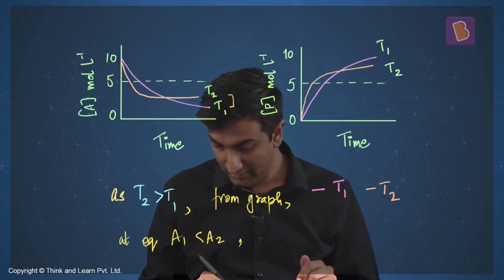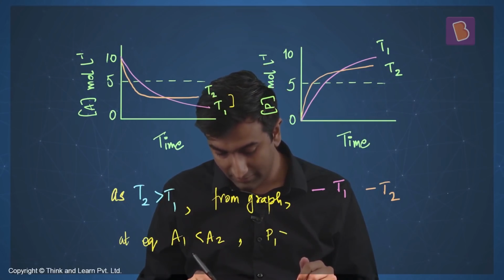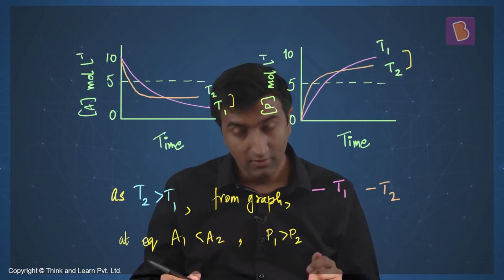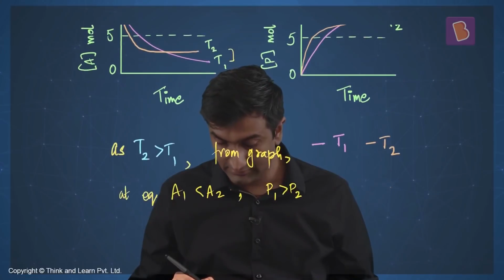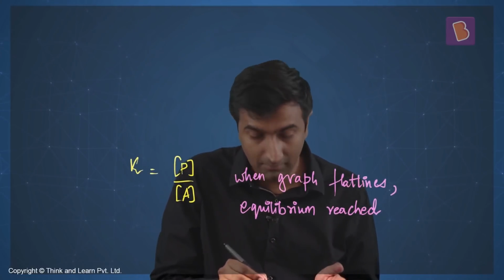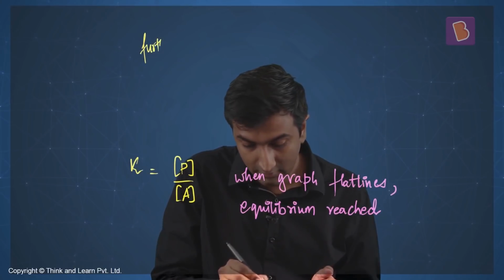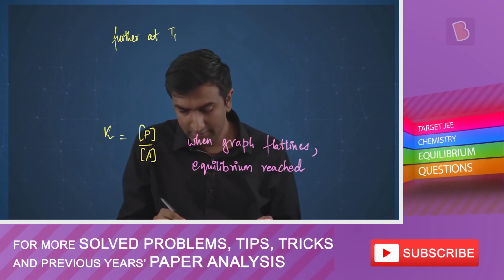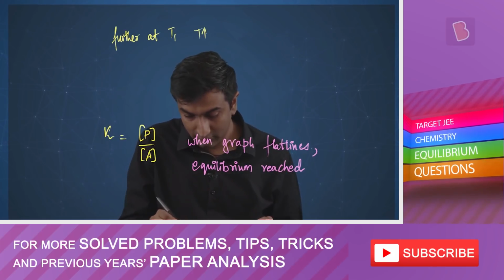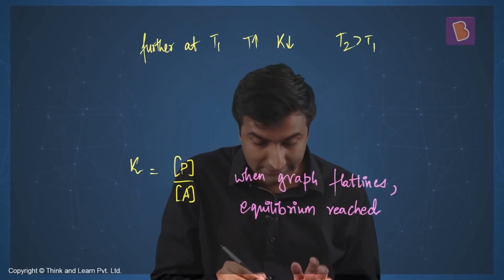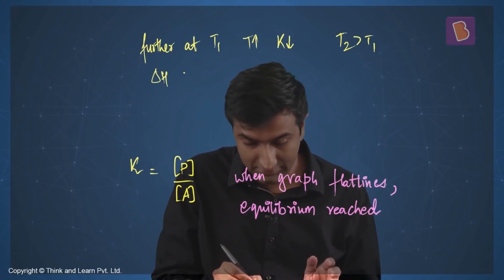Now, what else do I have? I also have that P1 is greater than P2. Look at that. The pink line over here is greater than this. What does this imply? The reaction goes much further at T1 as compared to T2, which means that as temperature increases, K falls. Why? Because T2 is greater than T1, right? So the delta H of this reaction is less than 0.